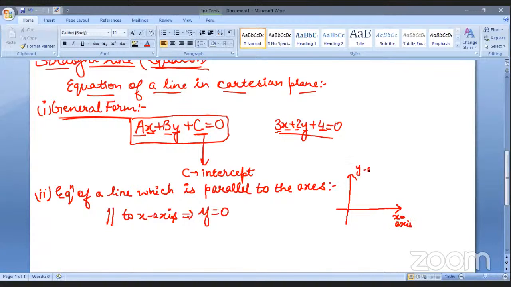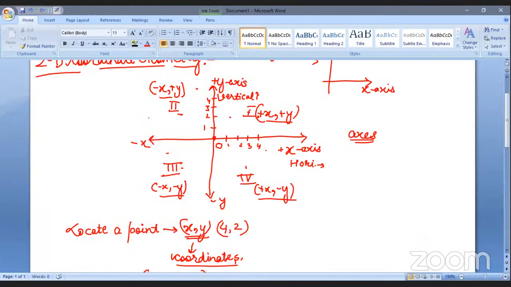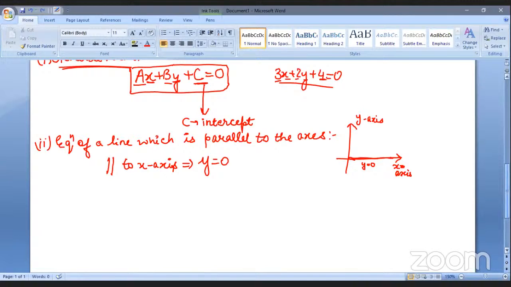This is the y-axis. Now, if we have a line which is parallel to the x-axis, which means we have something like this, right? So here y will be equal to 0, because there is no coordinate or no part of y here. We only have x. Purely we have x. So we can say that here the equation will be y is equal to 0.